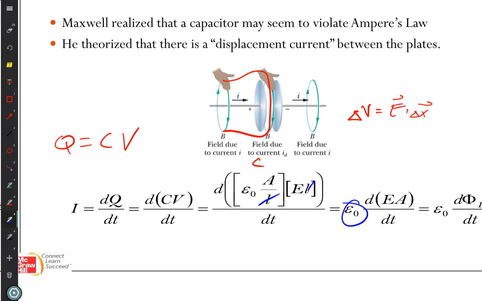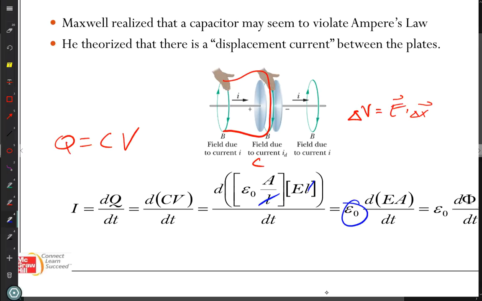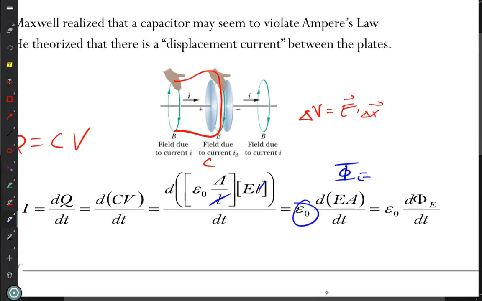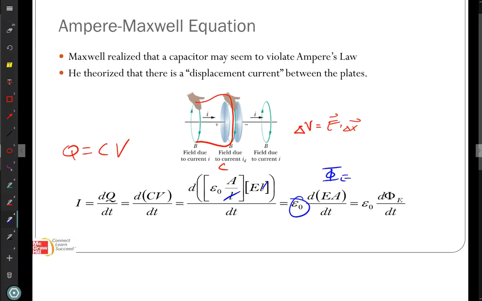EA is the electric flux. And so he said, there is an equivalent current going between the plates of the capacitor due to the building of the electric field. And that equivalent current is called the displacement current.